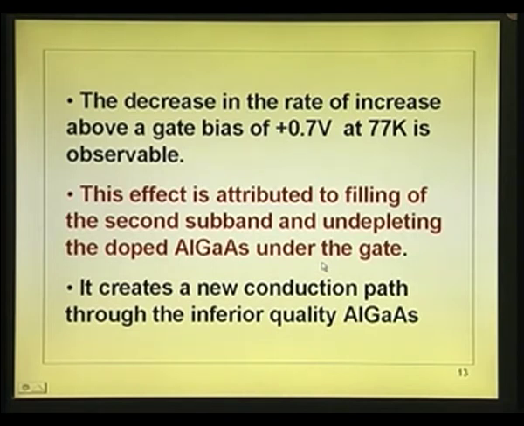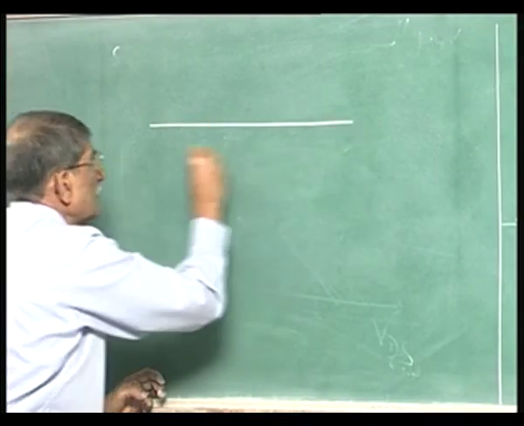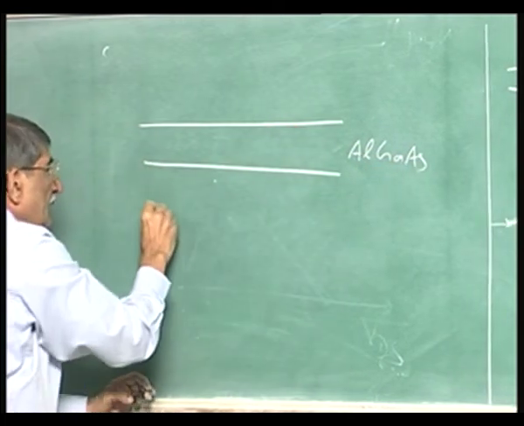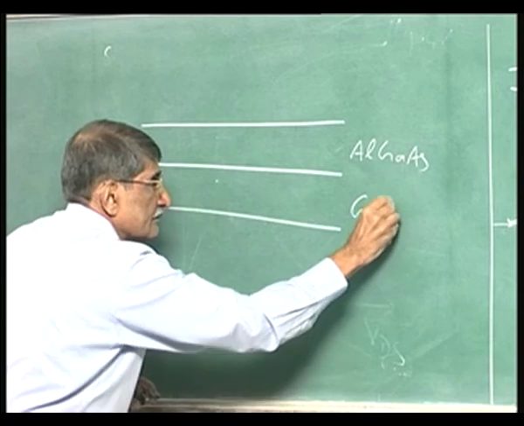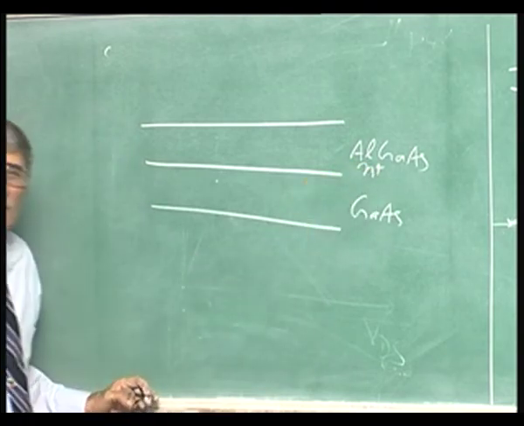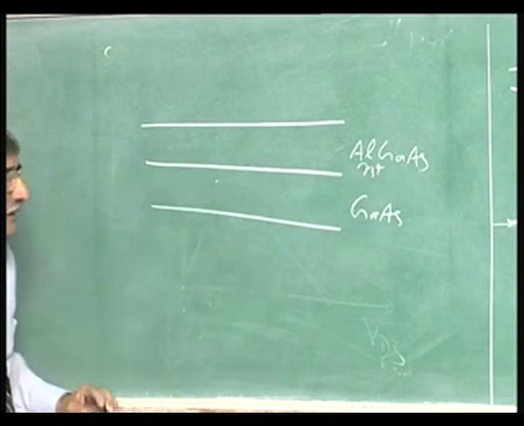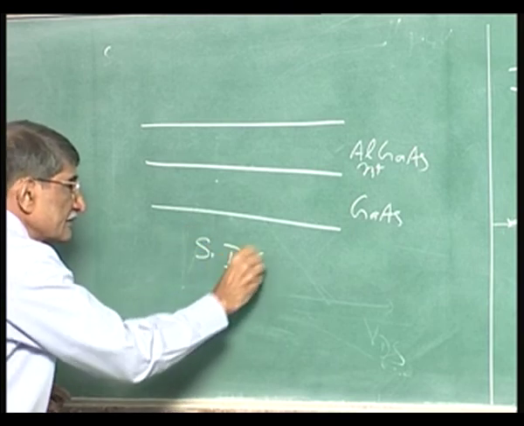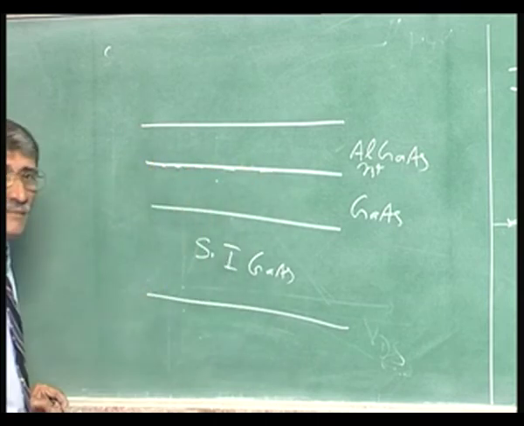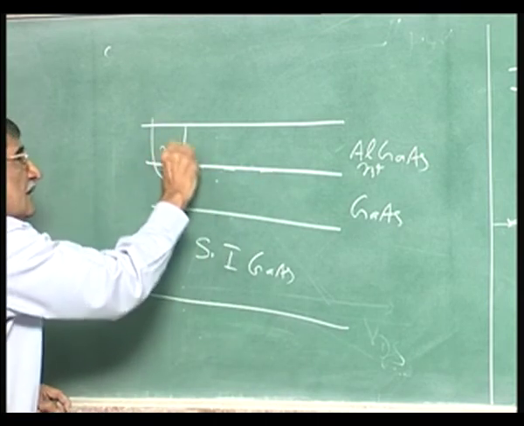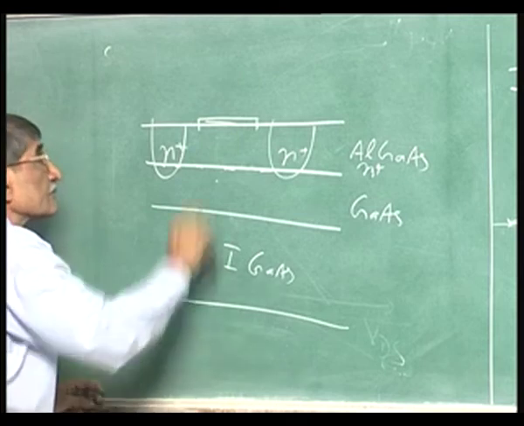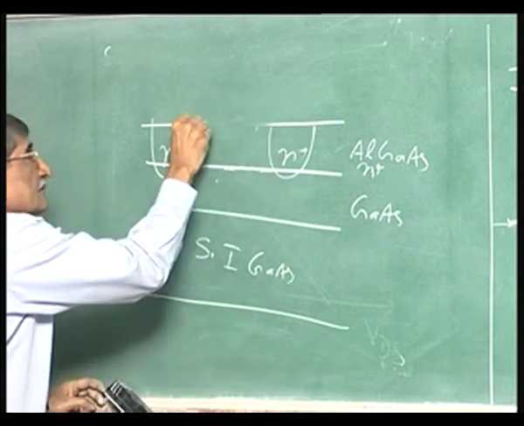See, if you see here, I have this AlGaAs layer, okay, and I have the gallium arsenide layer, undoped. This is N plus. I call it N plus to ensure that it is rather highly doped. Now, semi insulating gallium arsenide. Okay. Those are the electrons, N plus, the gate. Okay. That is the gate.